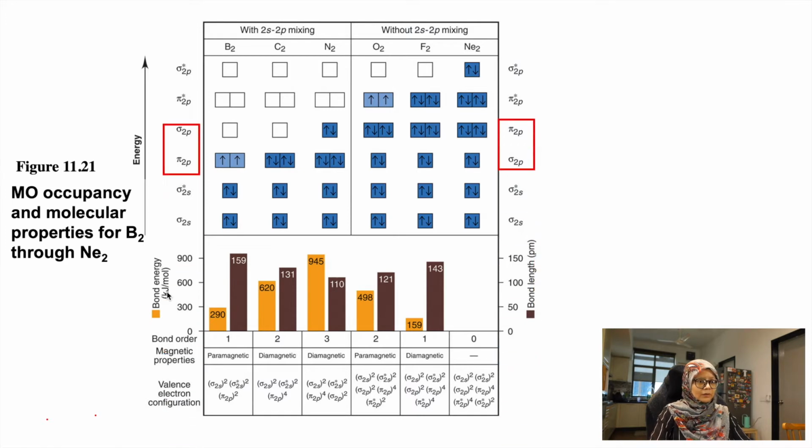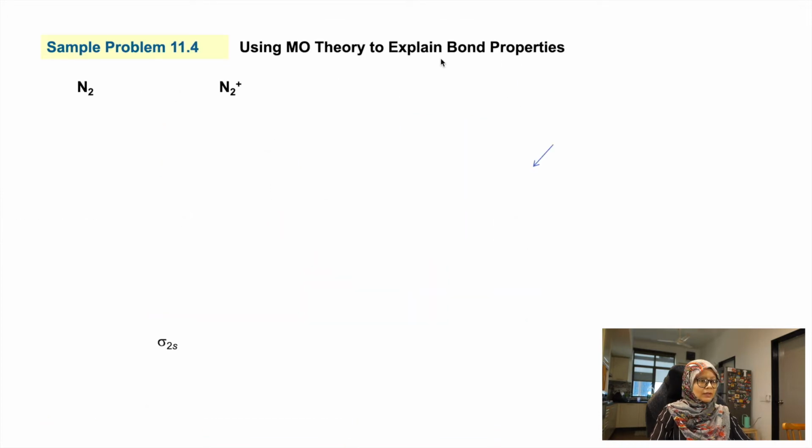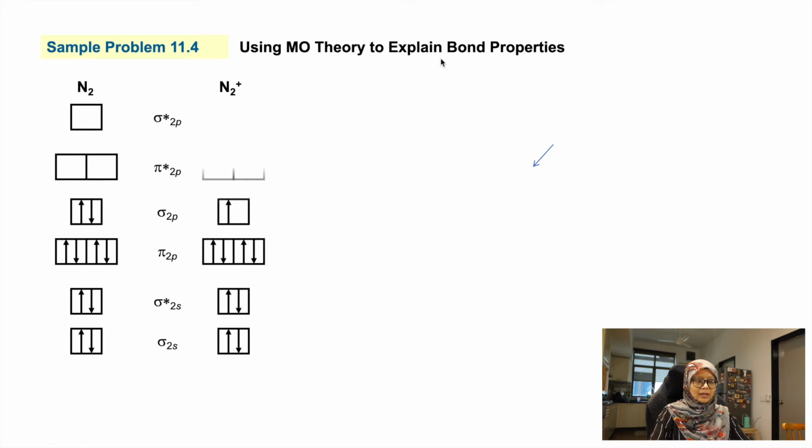The difference between these two is the arrangement of the levels: pi 2p and then sigma 2p for the one with sp mixing, and sigma followed by pi for the one without sp mixing. So these are examples of using MO theory to explain the bond properties. We can determine the bond order.